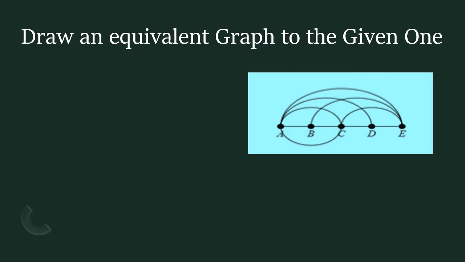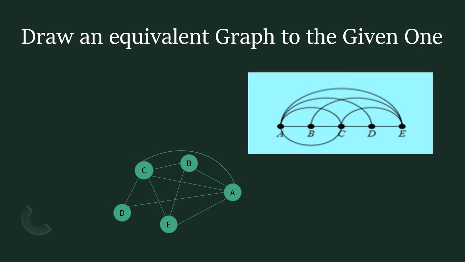How do we draw an equivalent graph? So we have a graph here. First we're going to draw the vertices. And since we have them collinear in the given graph, we're going to draw them non-collinear in the second one. Now we're going to connect the edges starting from A, and we need to respect the other vertex. Now we're going to connect the edges starting from B, starting from C, and starting from D. So the graph we draw is equivalent to the given one.